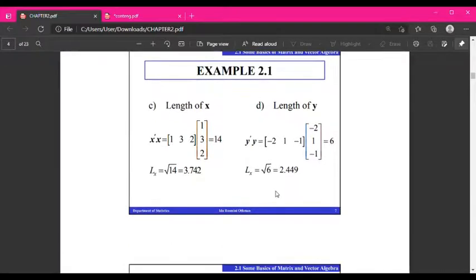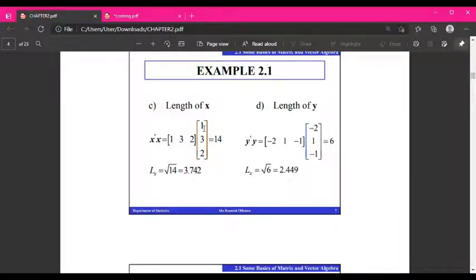Okay, C, dapatkan length of X dan dapatkan length of Y. So, remember, dia punya formula adalah square root of X transpose X. Okay, so first of all, you kena cari dulu value of X transpose X. Okay, remember how to multiply the matrix. Okay, dia punya entry.